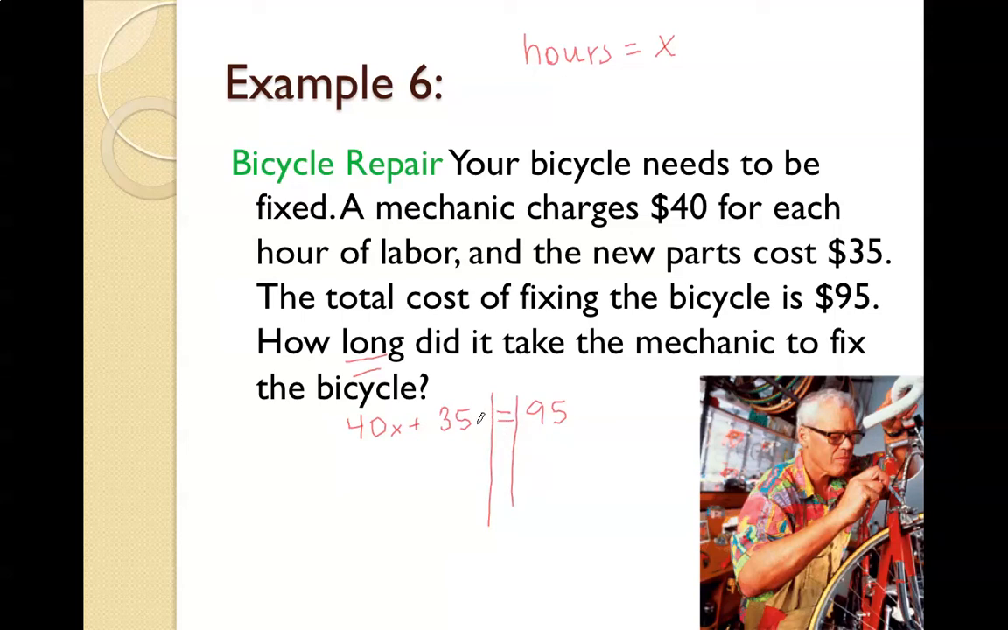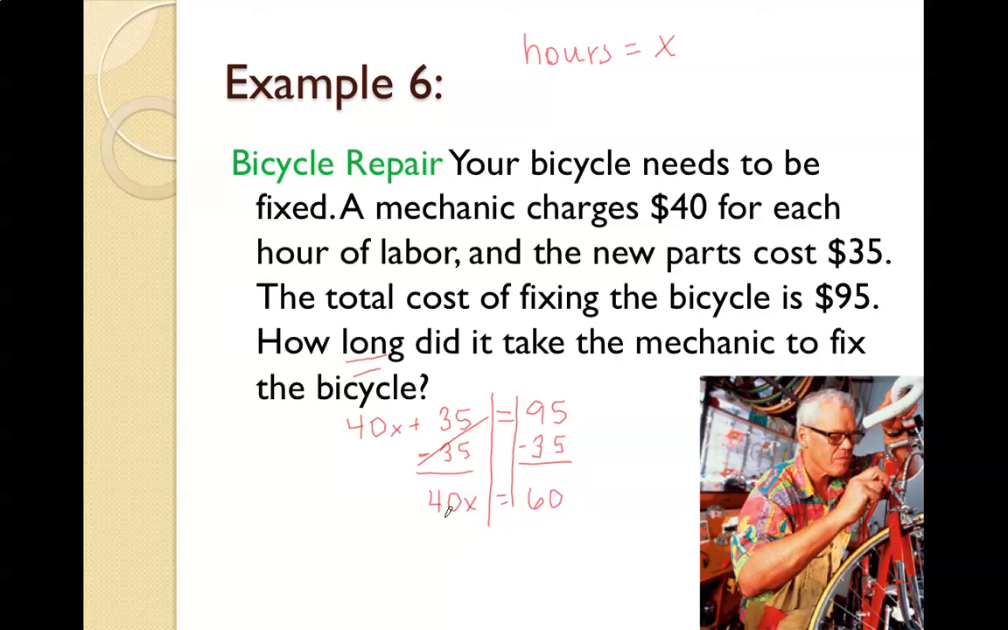This is not a special case. So I'm going to either add or subtract first, depending on what the opposite is or the inverse. They are adding 35, so I do want to do the inverse of adding, which is subtracting. So I subtract 35 from both sides. These go away. So on the left side, I'm left with 40x equals 95 minus 35 is 60.